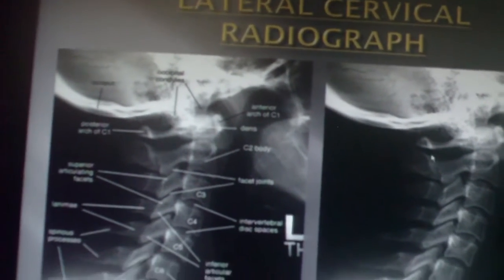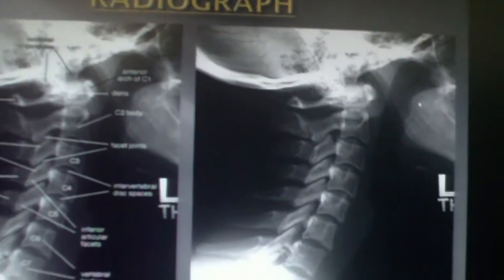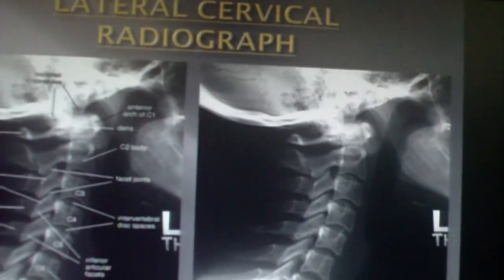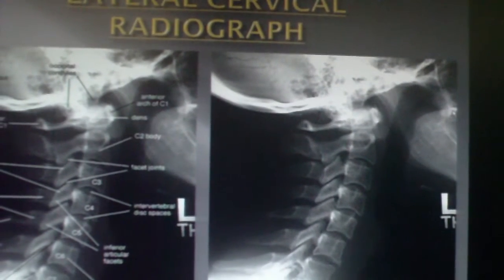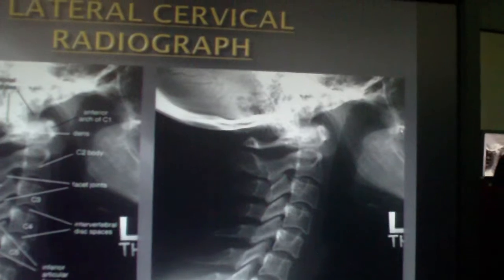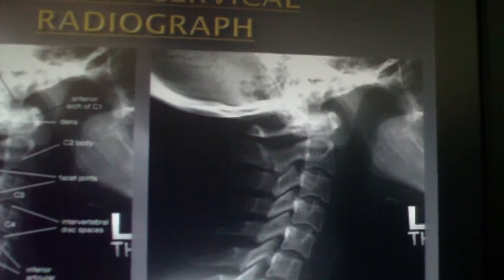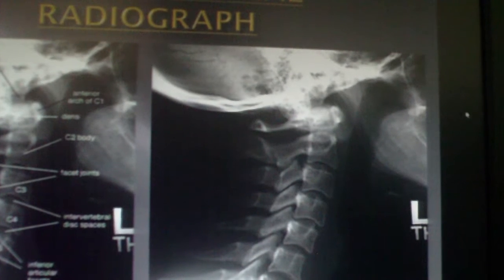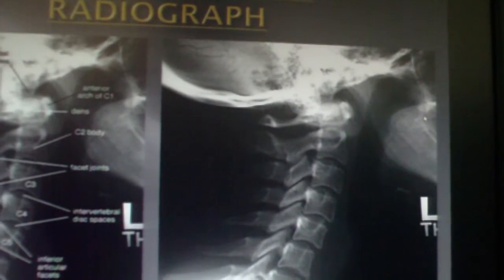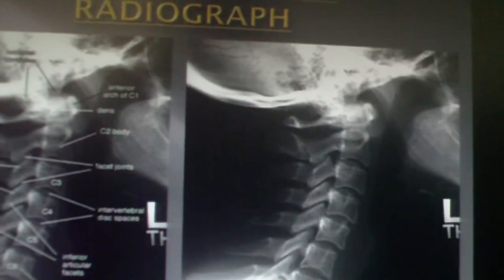Okay, so our lateral cervical. We said that the patient has to be in true neutral. So here we can see the posterior aspect of the hard palate. We're going to use that as a reference when we do our Chamberlain's line and our McGregor's line. So make sure that the hard palate is parallel to the bottom of the film, which is flat, and that's upon which the patient is standing.